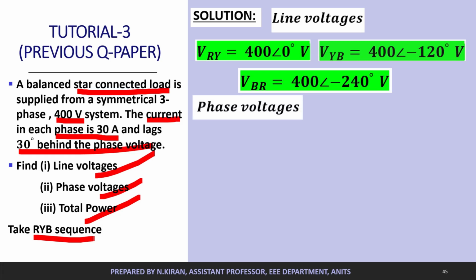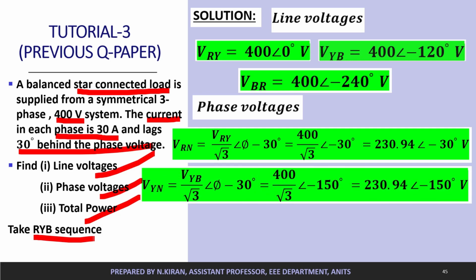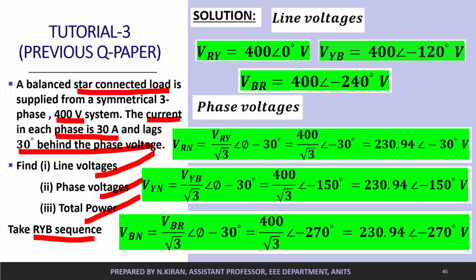So phase voltages. In star connection, the magnitude of phase voltage is 1 by root 3 times the magnitude of line voltage, and every phase voltage will lag the respective line voltage by 30 degrees. So on substituting the values, we will get the respective phase voltages for this sum. Since this is a star connection, we will get VRN, VYN and VBN.